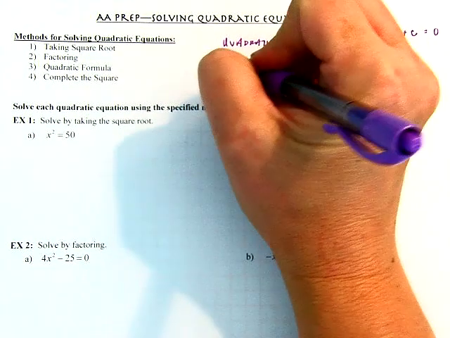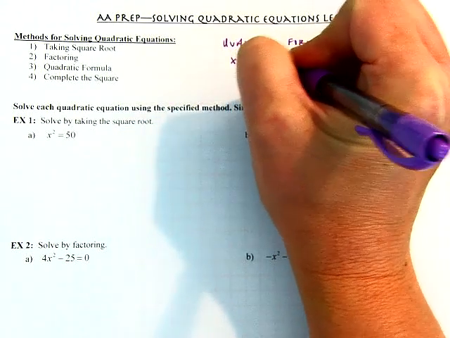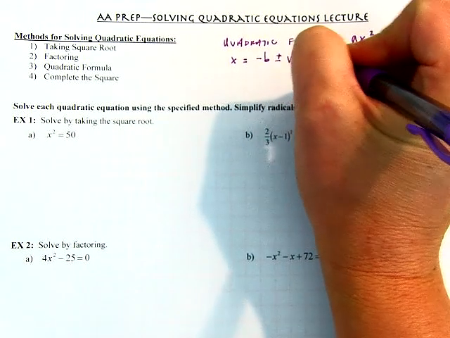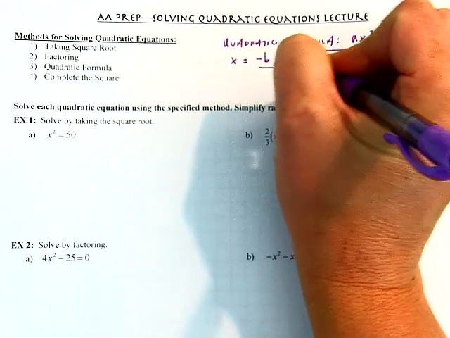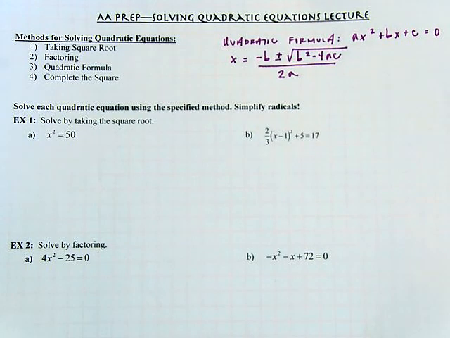So then the quadratic formula is x equals negative b plus or minus the square root of b squared minus 4ac, all over 2a. So again, that quadratic formula is negative b plus or minus the square root of b squared minus 4ac, all over 2a. Okay, and then the last strategy that we use, the last method that we use, is a process called completing the square, and we'll hit that one at the end of this page.